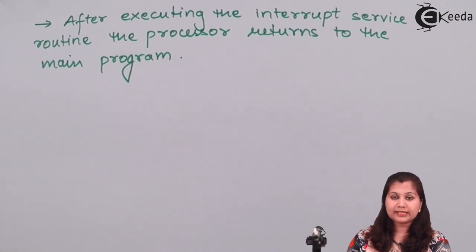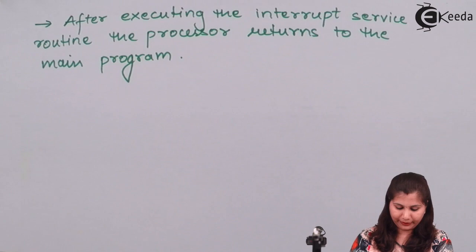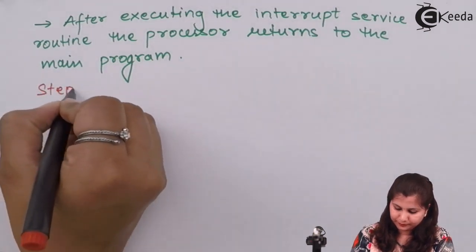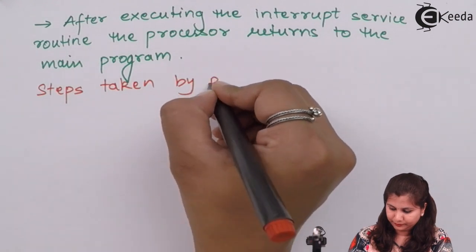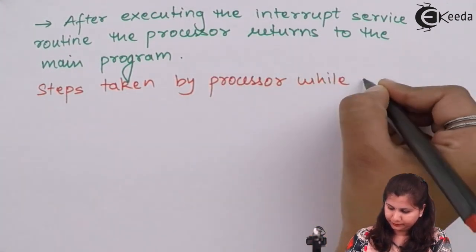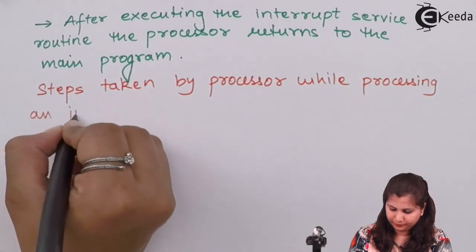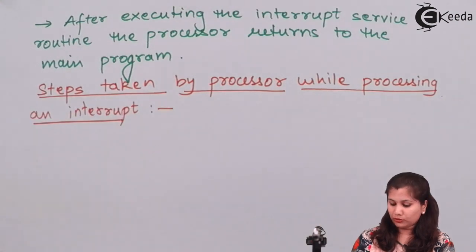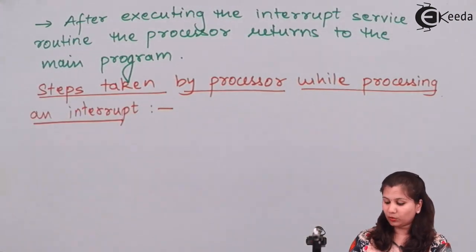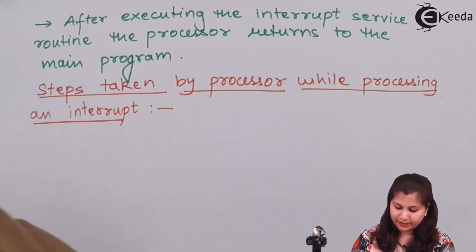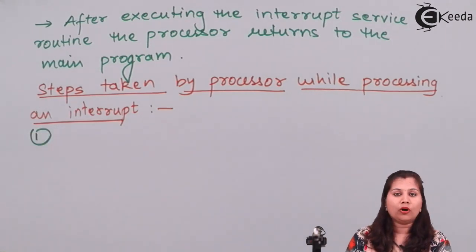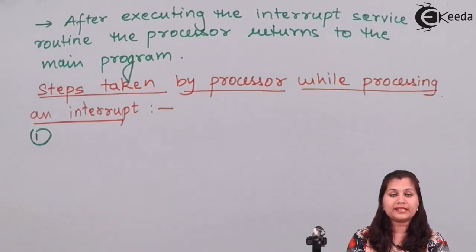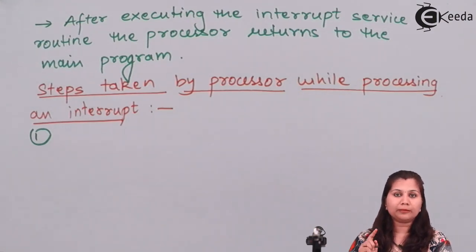Now let us come to the steps taken by the processor or the microcontroller when an interrupt signal is given to it. Let's have a look at all the steps taken by the processor while processing an interrupt. The first step is that whatever instruction the microcontroller is executing at that time, it will first complete the execution of that current instruction.